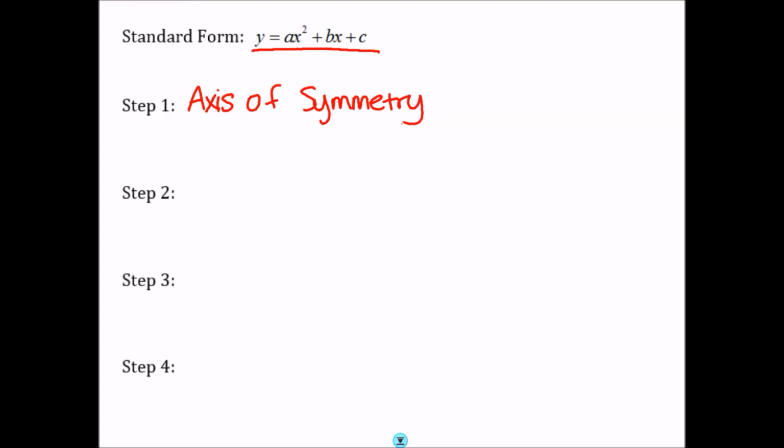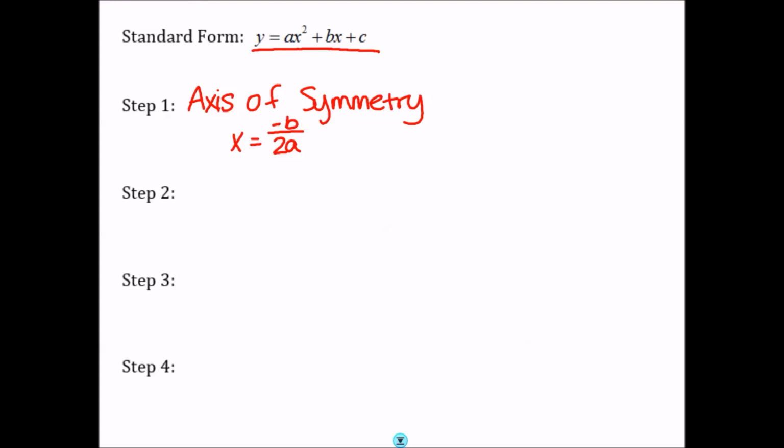And you do that using the formula x equals negative b over 2a. You get a and b from the equation, and then the axis of symmetry is always written as x equals a number because it's the equation of a line.